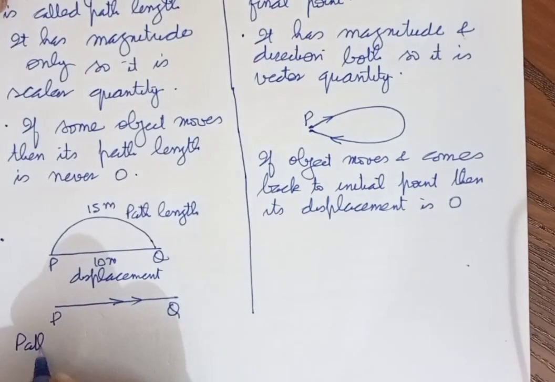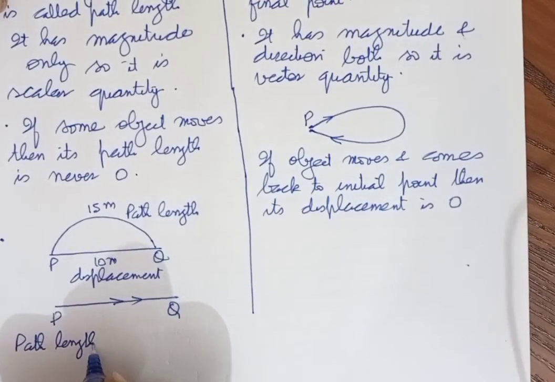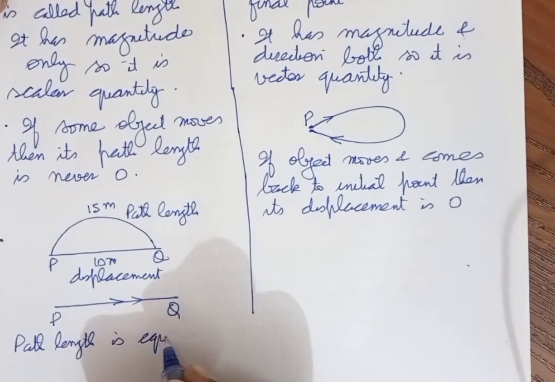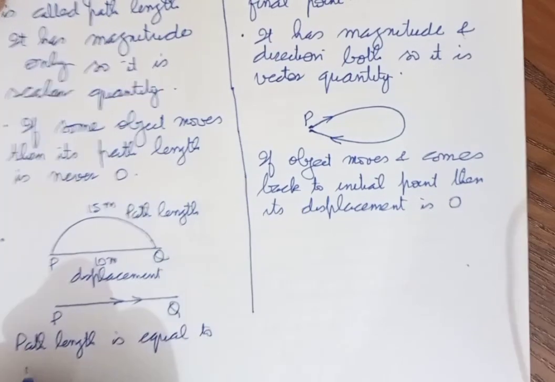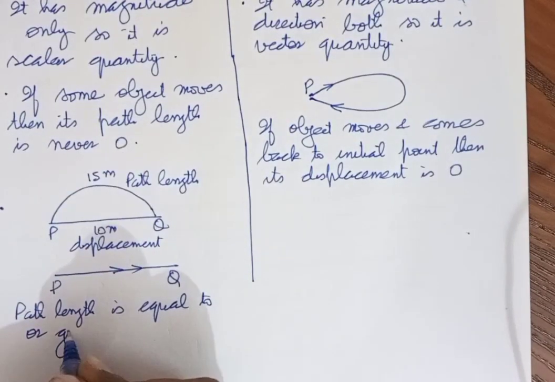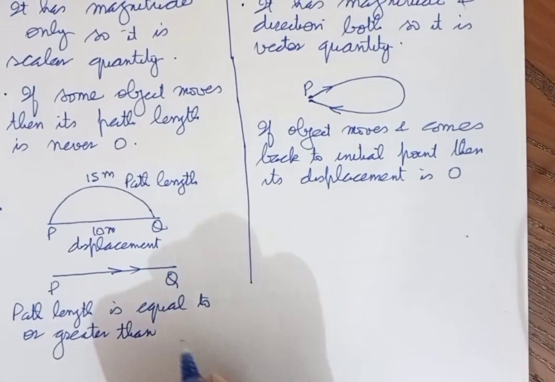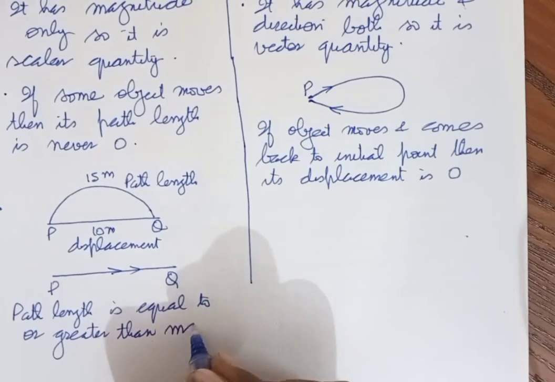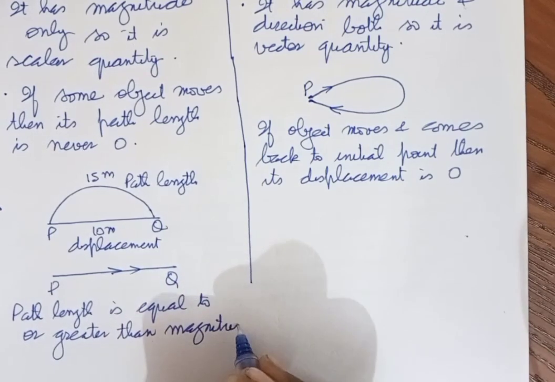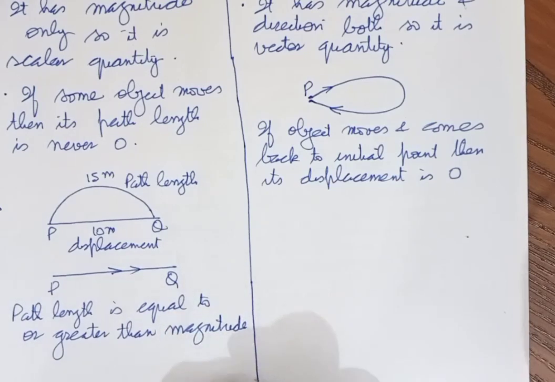So path length is either equal to or greater than the magnitude of displacement. You always write magnitude of displacement, because displacement has two aspects: one is magnitude and the other is direction.